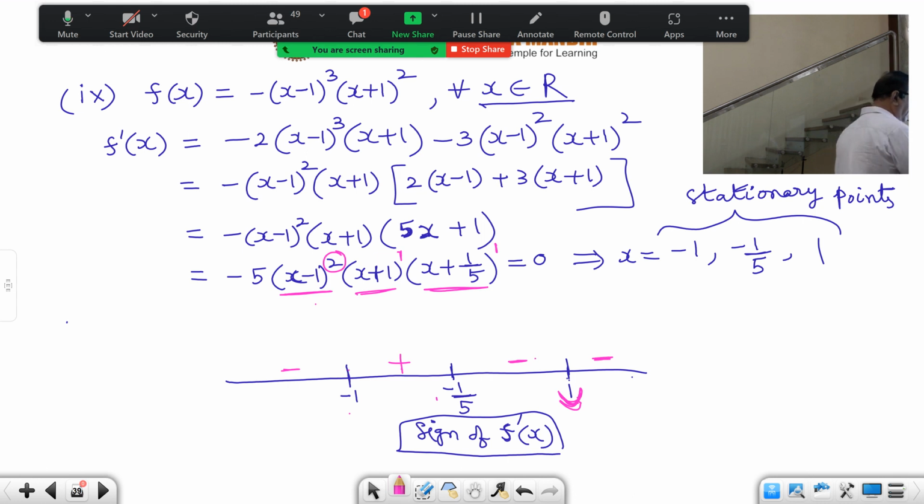So now you can easily draw the diagram. We will extend this. So right. I will use some green color to draw the graph.